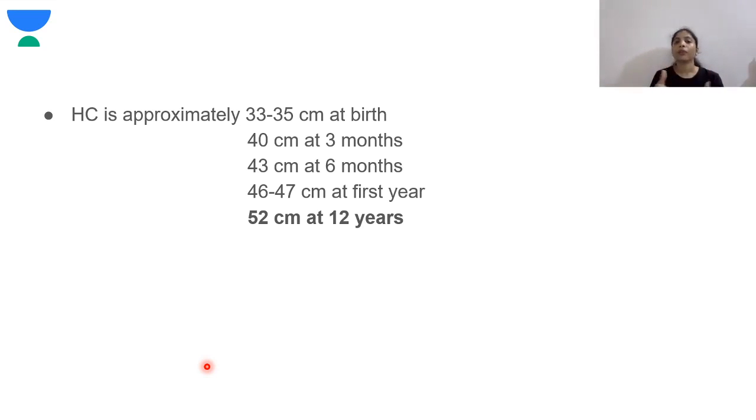If the child is around 34 centimeters, at 3 months it becomes 40 centimeters, because 2 centimeters every month is an increase of 6 centimeters. So 34 plus 6 becomes 40 centimeters. Then 3 to 6 months is 1 centimeter every month, so it comes up to 43 centimeters. Then from 6 months to 12 months it is 0.5 centimeters every month, so that is again 3 centimeters. So 43 plus 3 is 46. We should remember this. And at 12 years, the head circumference is 52 centimeters. Keep that in mind.